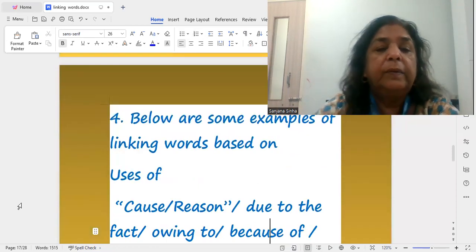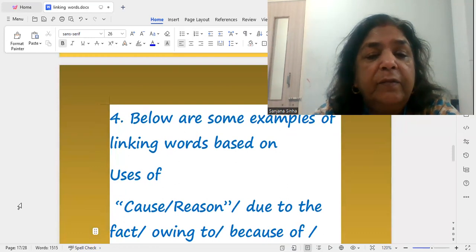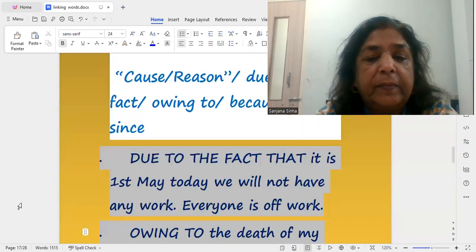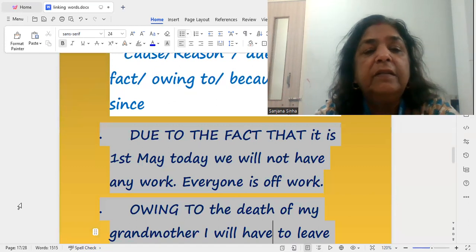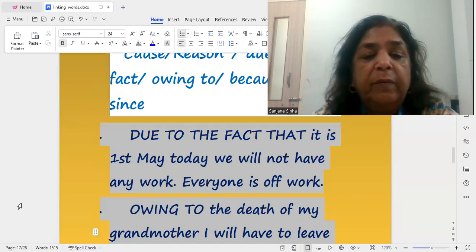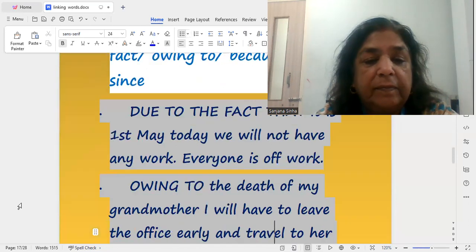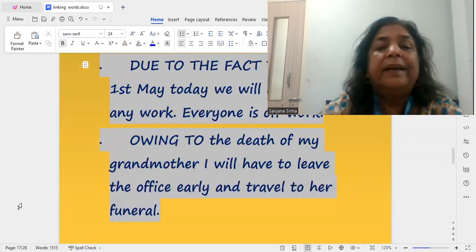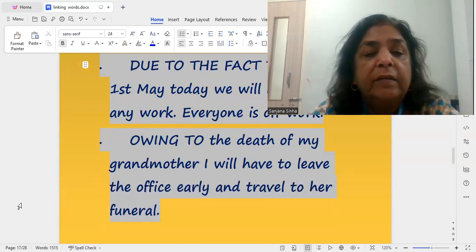And now the below, we'll read some examples of linking words based on cause, reason: due to the fact, owing to, because of, since. The first sentence. Due to the fact that it is the 1st May today, we will not have any work. Everyone is off work today. Second sentence. Owing to the death of my grandmother, I will have to leave the office early and travel to her funeral.